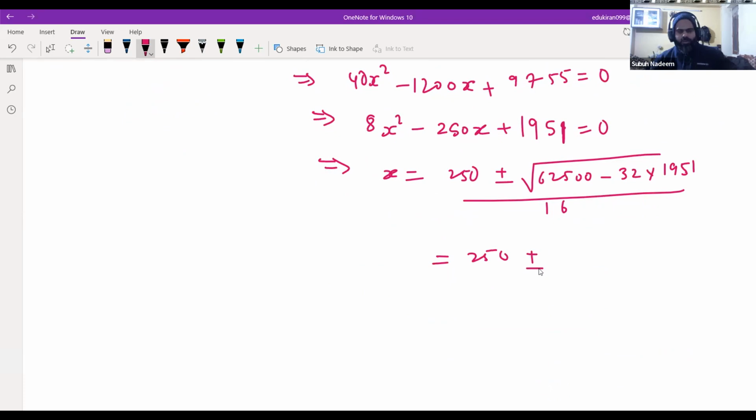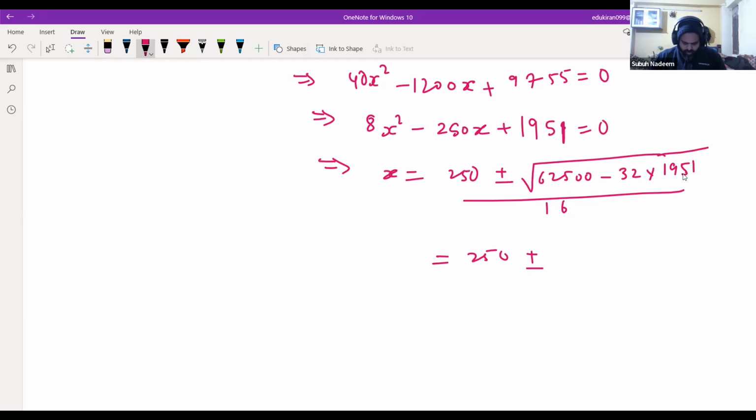So I'm doing the calculation now using the calculator. So we can write 62,500 as 250, right? Because the root is 250, that is why we have squared it as 62,500. This is all in one square root, no? We can't write it separately. Okay.